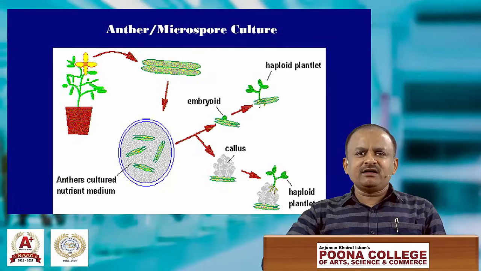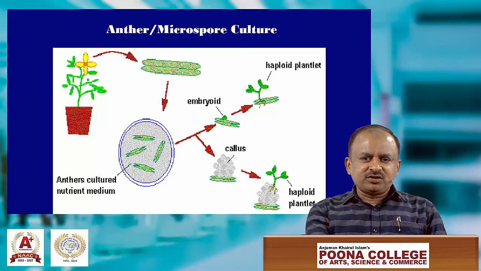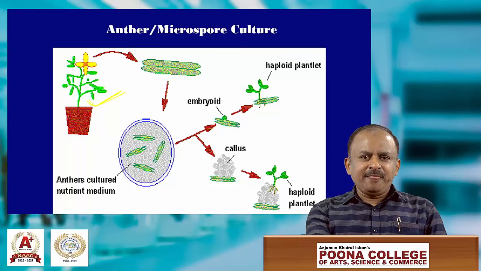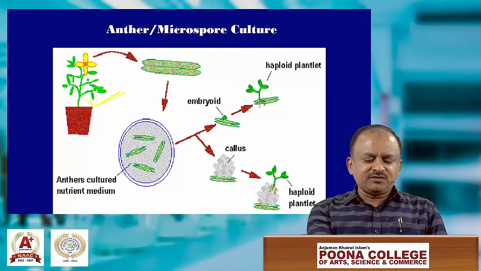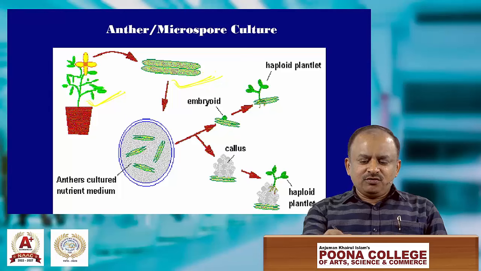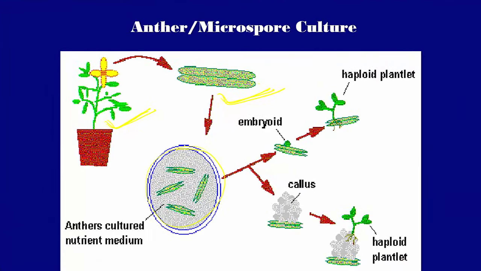So this is very clear, anther culture. This is the entire plant. For anther culture, we have taken one plant, and from this flower we have removed the anther. This is the anther. When we add this anther into the culture medium, the culture plate, we observe different embryoids in this culture plate.